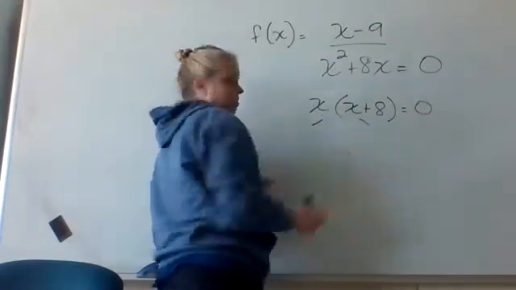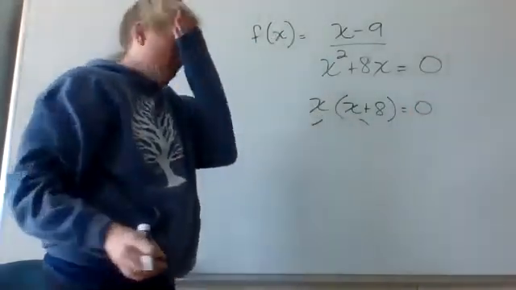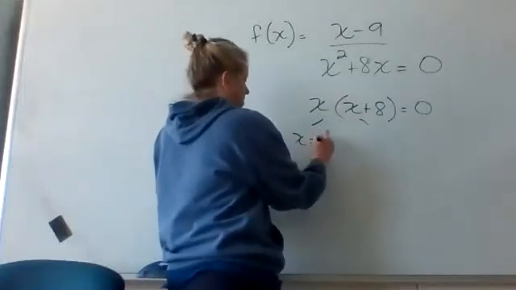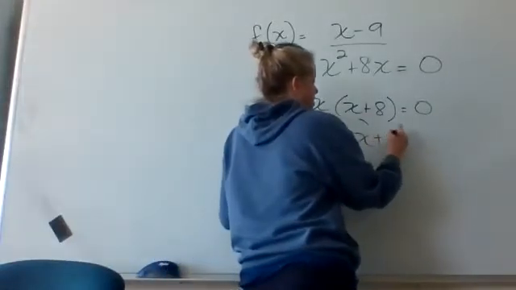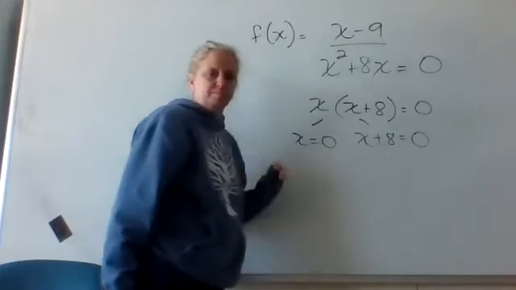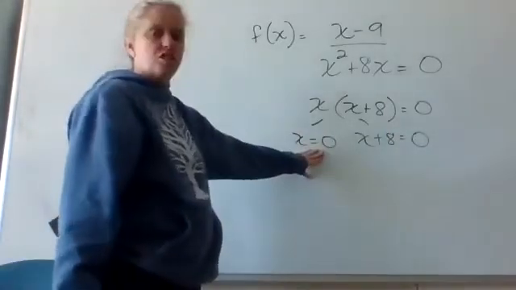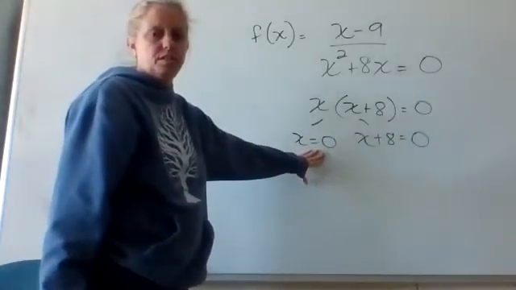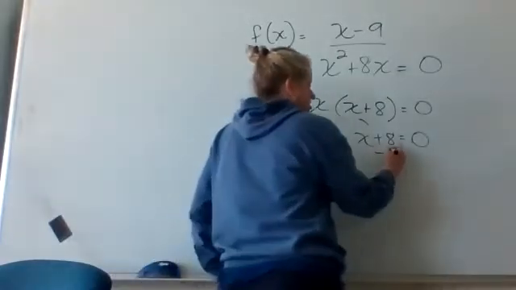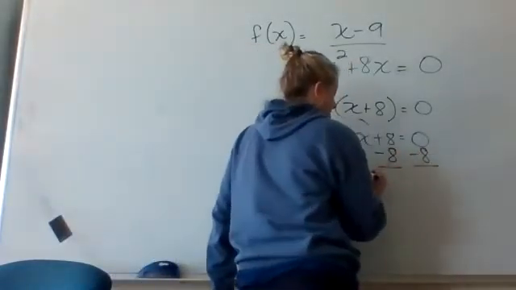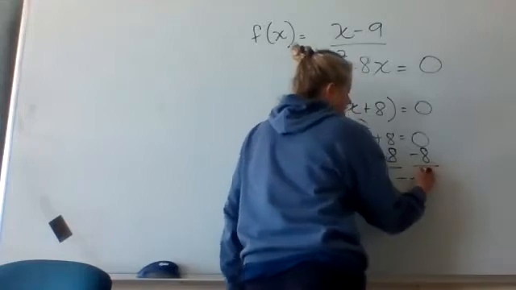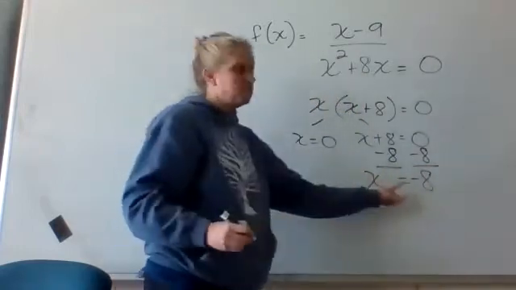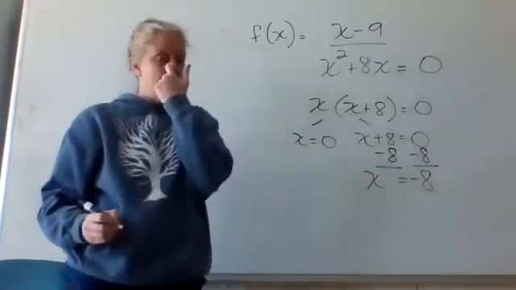So here's your 2 factors. Set them both equal to 0. X equals 0 and x plus 8 equals 0. Solve them for x. So this one's already solved. X equals 0. Here I just need to subtract the 8's from both sides. So x equals negative 8. So there's the 2 zeros of the denominator.